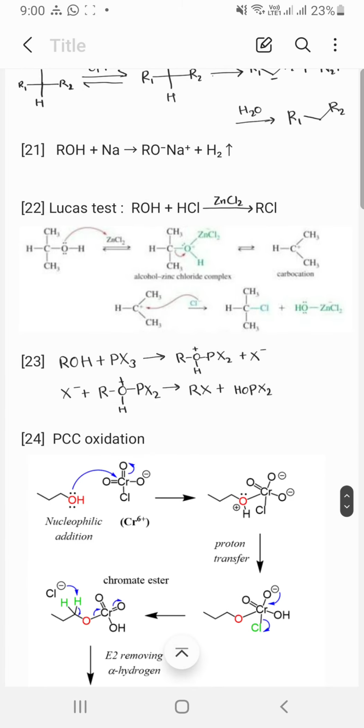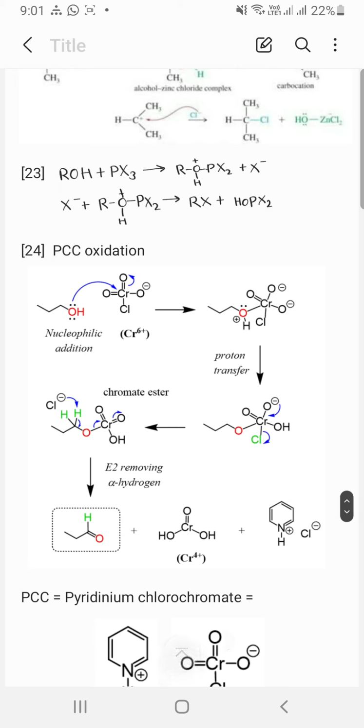ROH plus Na. Yeah, this is obvious. Not bad. ROH plus RX plus Na, well, that's a different thing because that will create NaX plus ROR. So yeah, Lucas test. Right, cool. ROH plus PX3 gives RX. Alcohol gives halide, but acid gives acid halide.